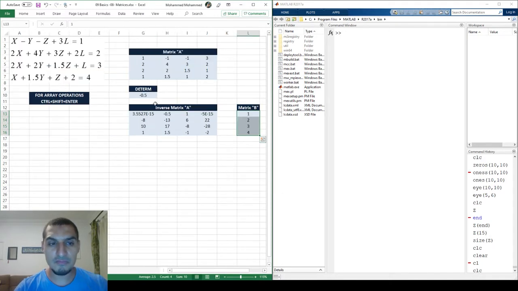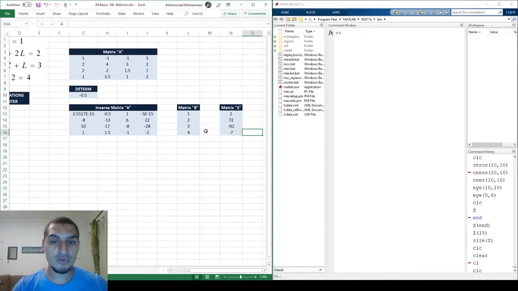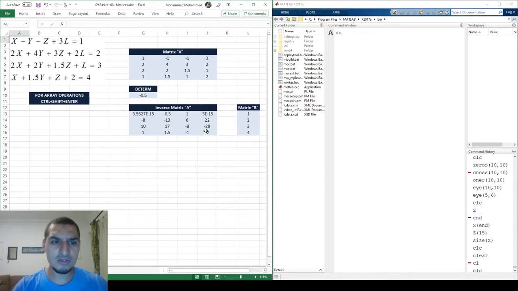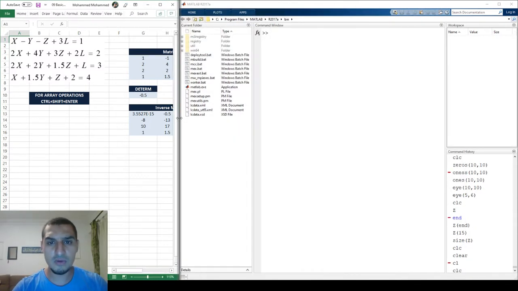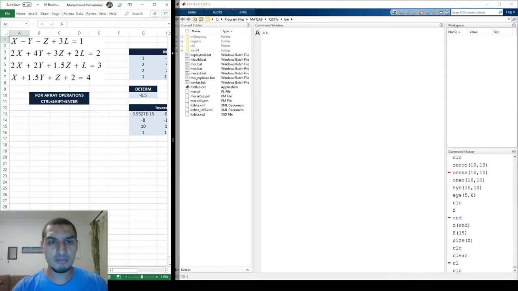So just to remember how we did this in Excel, we had to first write these in the variables, and then to get the inverse we had to highlight all these cells and write MINVERSE, and then press Ctrl Shift and Enter so that it understands it's an array operation, and then we did the same for multiplication. So it took some time in Excel, so we'll see how we can do this in Matlab.